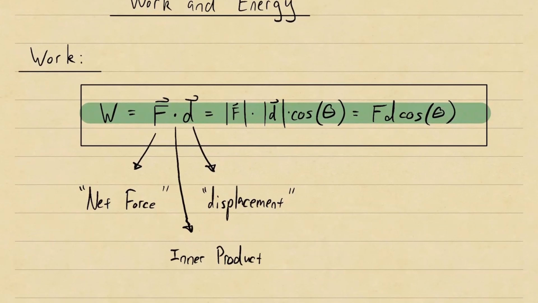So what about this theta here? This theta is going to be the angle between our net force vector and our displacement vector. Okay.